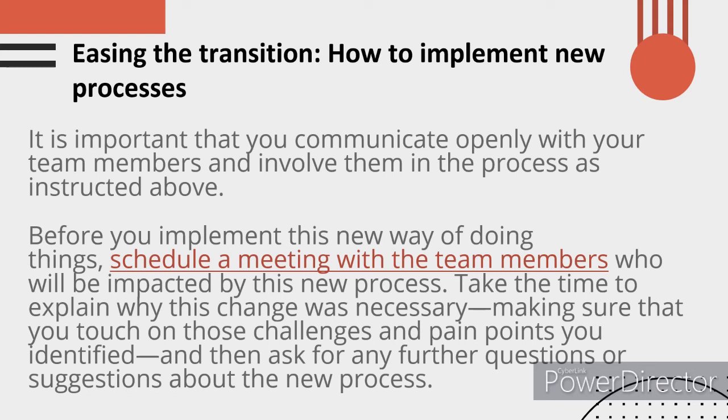Now, easing the transition and how to implement the new process. Even though this new process is designed to help your team function better while addressing the problems they were consistently facing, there will be resistance to change. You will experience some reluctance or hesitation when introducing a new and improved process. For this reason, it's important that you communicate openly with your team members and involve them in the process. Before you implement this new way of doing things, schedule a meeting with the team members who will be impacted by this new process. Take the time to explain why this change was necessary, making sure that you touch on those challenges and pain points you identified, and then ask for any further questions or suggestions about the new process. The more people understand why the change was made and how it helps them, the more accommodating and engaged they'll be.